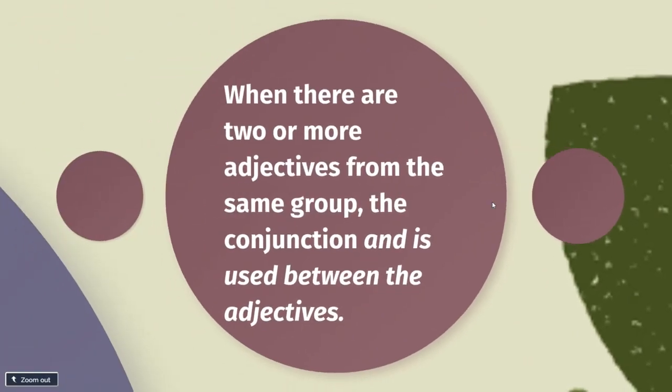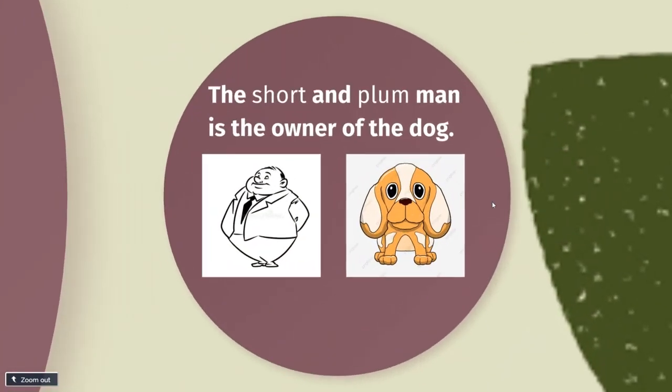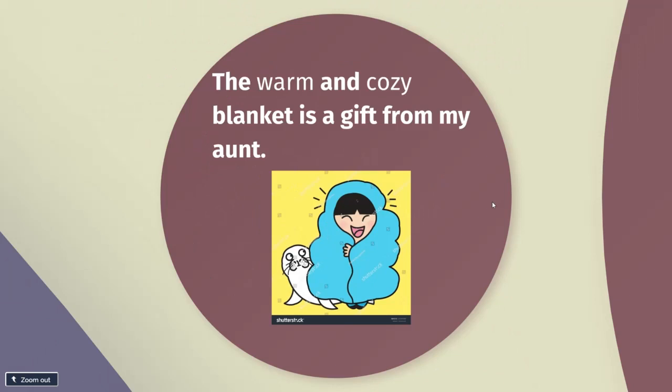We will see one more. The other one is the warm and cozy blanket is a gift from my aunt. As you can see over here, the warm and cozy blanket is a gift. Now warm and cozy are words which come under the heading of opinion. Since they are from the same group, and is added in between.